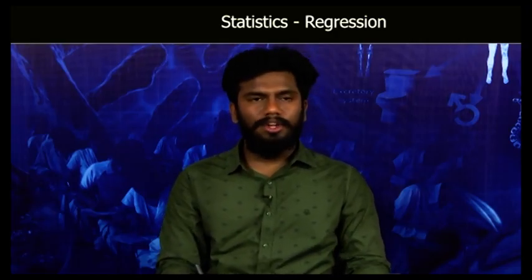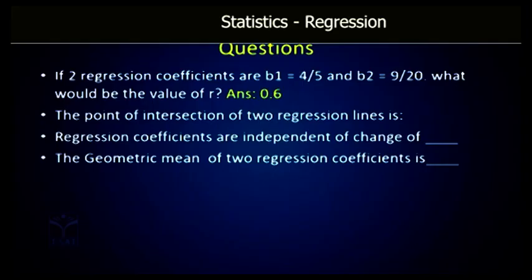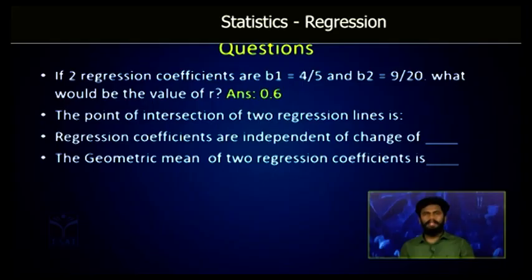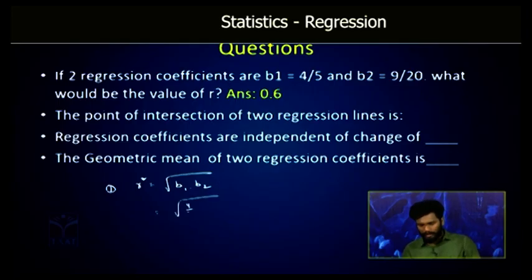Now, we will see a few questions on this regression topic. The two regression coefficients are b1 is equal to 4 by 5 and b2 is equal to 9 by 20. Then what would be the value of r? We can directly get r is equal to under root b1 into b2. Those are nothing but bxy and byx, which will be equal to under root 4 by 5 into 9 by 20. 4 ones are 4, 5 fours are 20, it will be equal to 3 by 5, the value is 0.6. So like this you have to solve the questions.